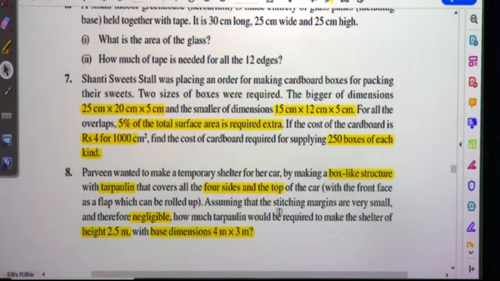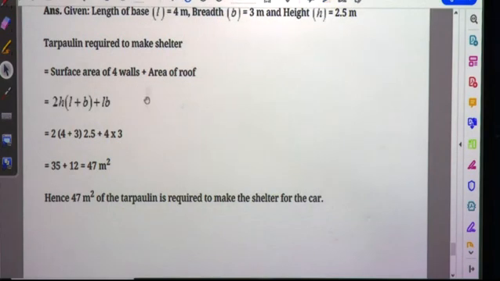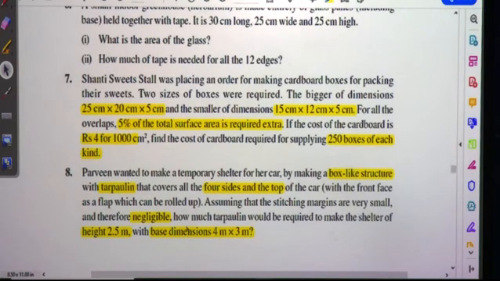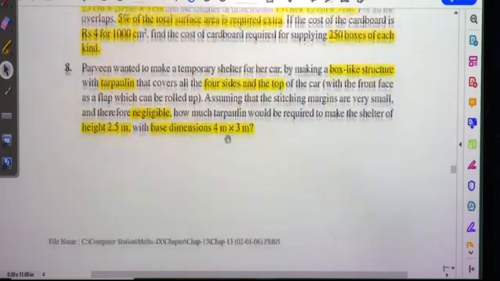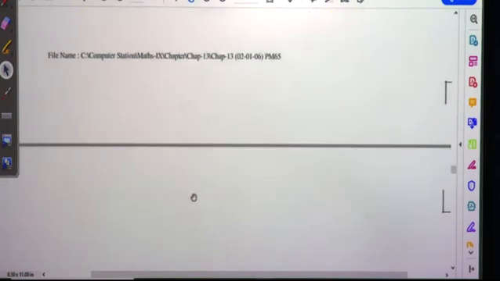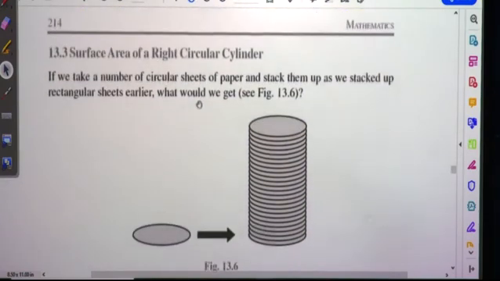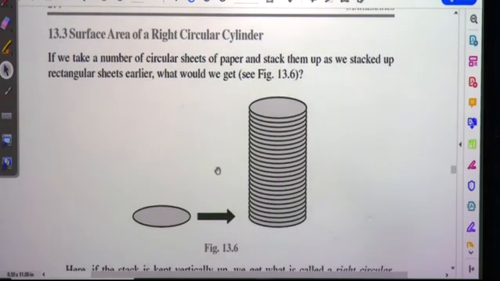How much is it required? So 47 meter square tarpaulin is required. In this way, I hope you have understood this question. Let us proceed further now to the next part.